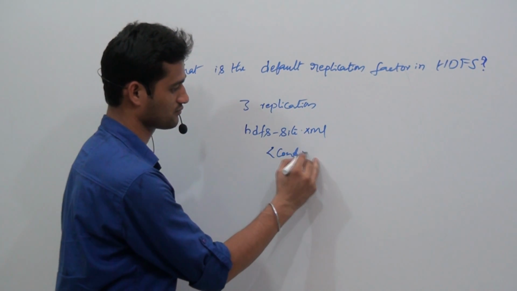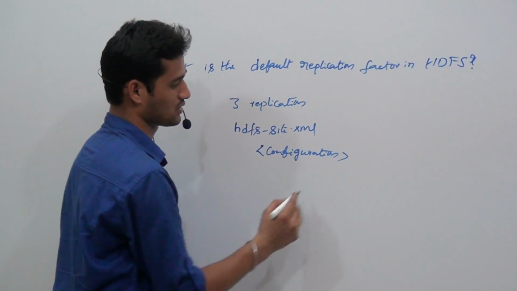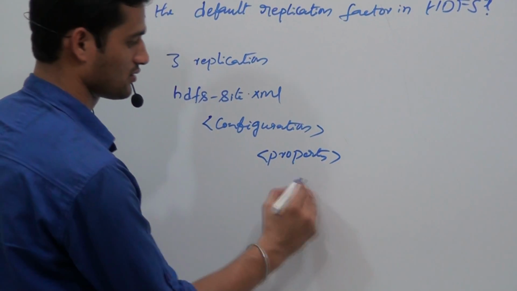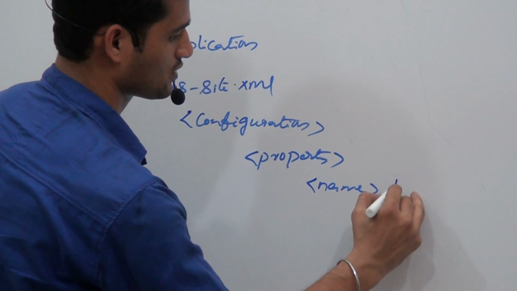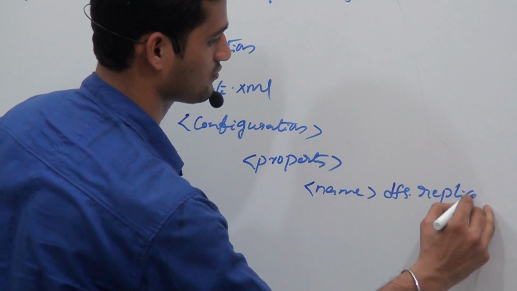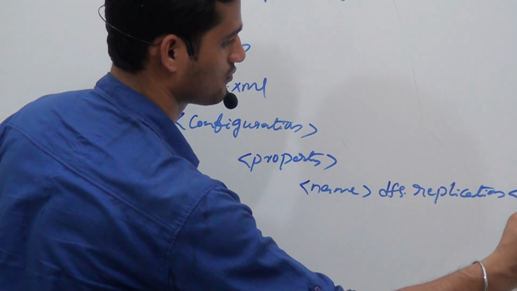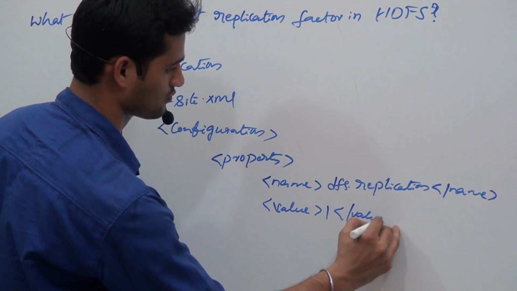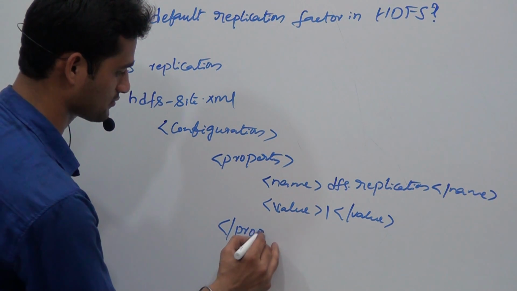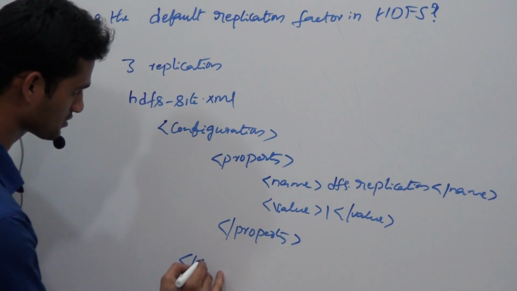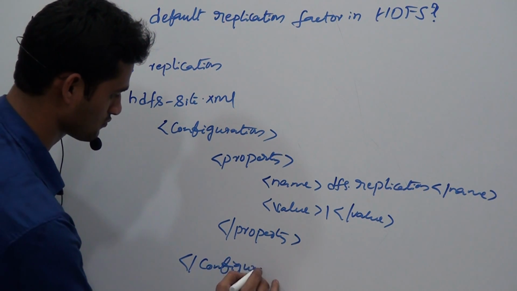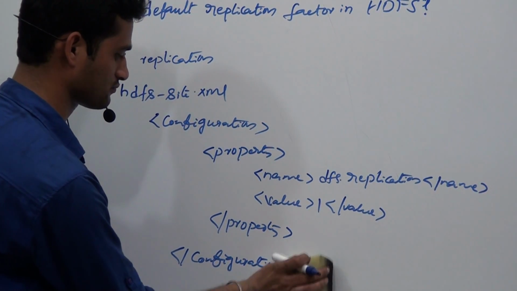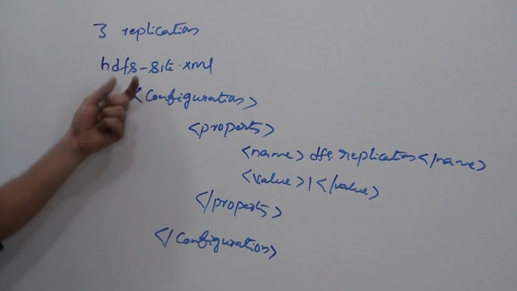So configuration, property, name: dfs.replication, and value 1, and end this property tag, and end this configuration tag. Okay, so basically here we are setting the number of replications.